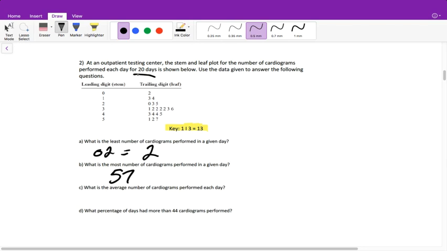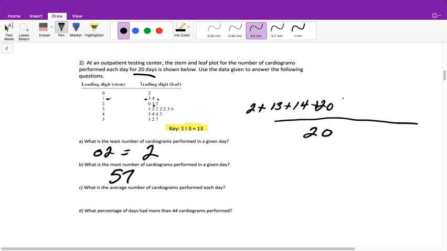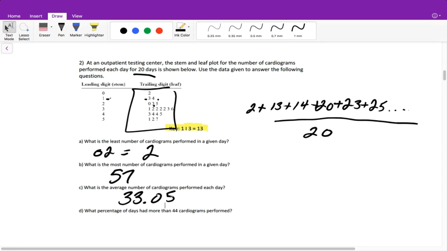All right, what is the average number performed? We know we have 20, so this is going to eventually be divided by 20. You can add these up. You will do 2 plus 13 plus 14, because we're going 1 and 3, 1 and 4, 2 and 0, so plus 20, plus 2 and 3, so plus 23, plus 25. You can do this for all of these, and then divide by 20, and that will give you an answer of 33.05. You can do it by hand, or you can use your calculator.